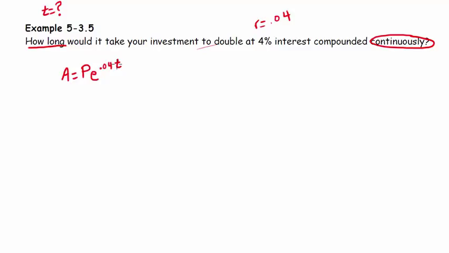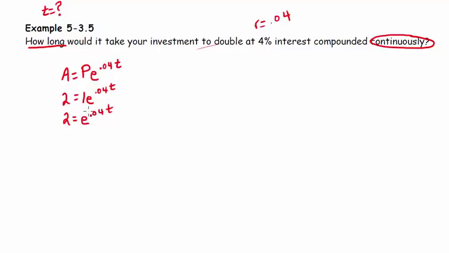Now, here's the tough part. Let's say I started with $1. If I start with $1, and it doubles, I end up with $2. Alright, so I end up with the equation 2 equals e to the 0.04 t.